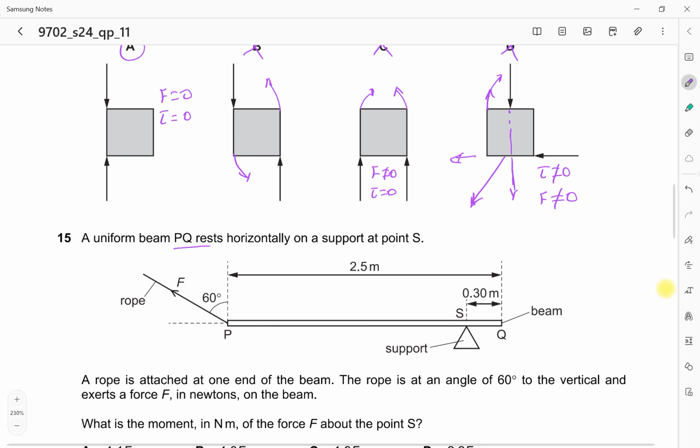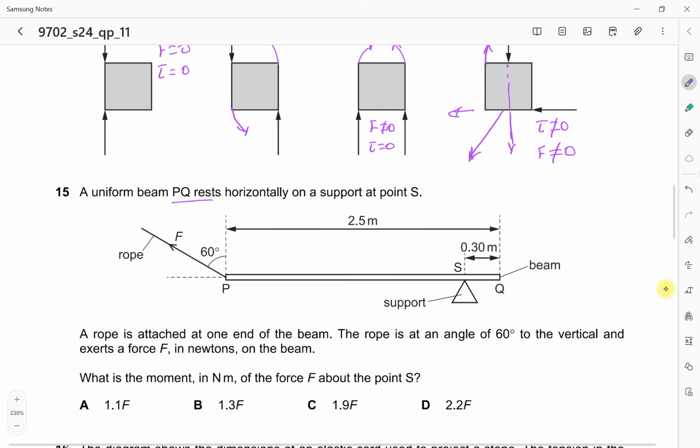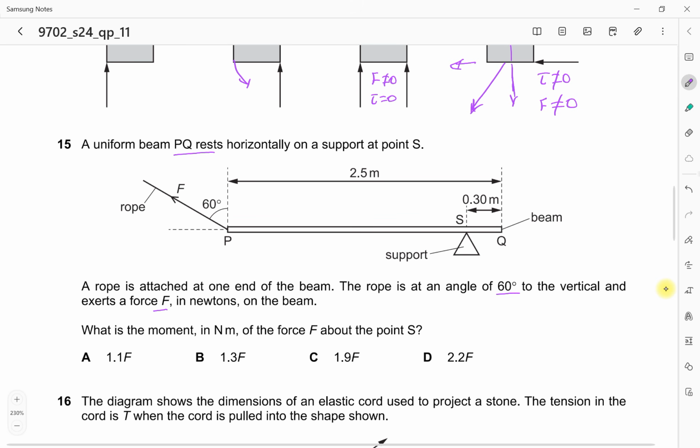A uniform beam PQ rests horizontal on a support at point S. A rope is attached at one end of the beam. The rope is at an angle of 60 degrees to the vertical and exerts a force F in newtons on the beam. What is the moment in newton meters of the force F?